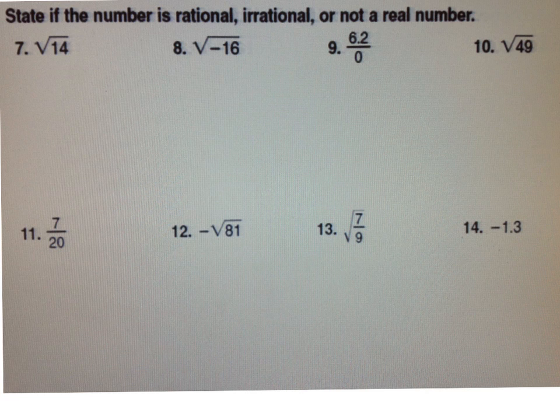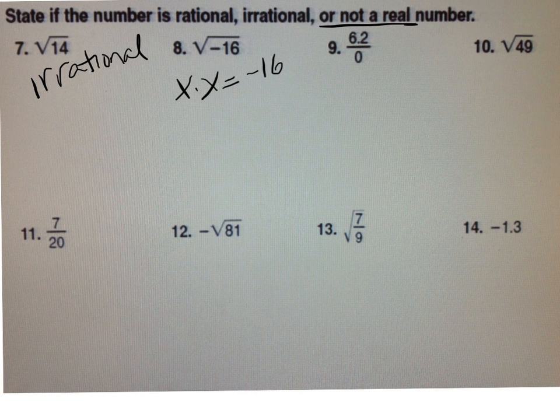Okay, this question's a little bit different. State if the number is rational, irrational, or if it's not even a real number. Okay, so the square root of 14, 14 is not a perfect square, so its square root is going to be a non-terminating decimal, so this one's going to be irrational. The square root of negative 16. Alright, is there a number that I can multiply by itself to get negative 16? Can I get a negative by multiplying two numbers together? You can't have that. Because if the signs match, you're going to get a positive 16. And if the signs don't match, well, then that's not squaring the same number. So the square root of negative 16 is not real.